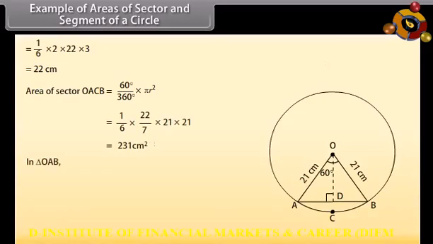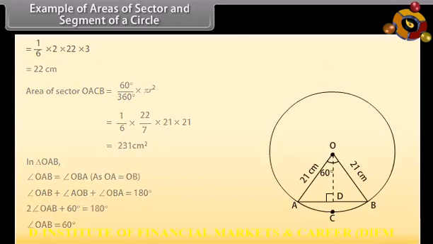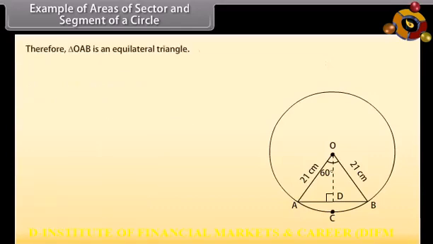In triangle OAB, angle OAB is equal to angle OBA, as OA is equal to OB. Angle OAB plus angle AOB plus angle OBA equals 180 degrees. 2 into angle OAB plus 60 degrees equals 180 degrees. Angle OAB is equal to 60 degrees. Therefore, triangle OAB is an equilateral triangle.